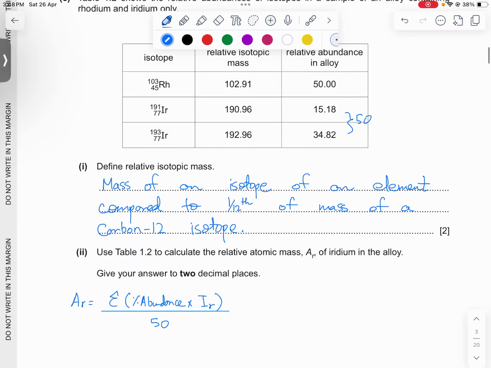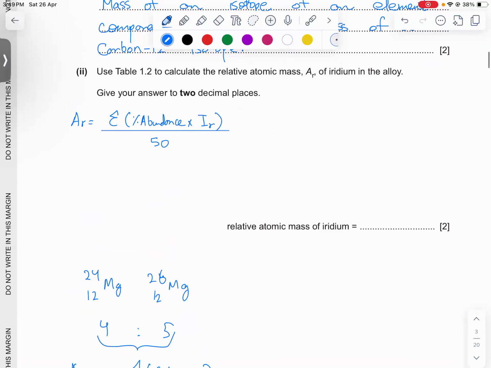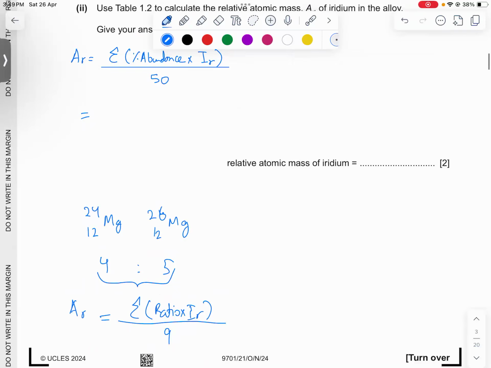Similarly, over here, you can take this as a ratio. Okay, 191 IR is 15.18 and 192.96 IR is 34.82. Right. So you can divide the two of them this way, and then you can consider them the ratio, and therefore the denominator becomes 50. All right. So now over here, the denominator will not be more than 50. The denominator will only be 50, and now we will make two brackets.